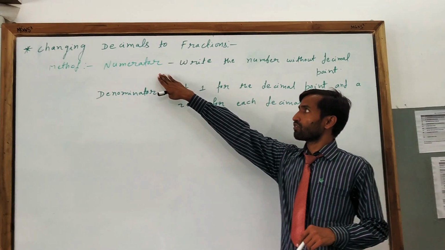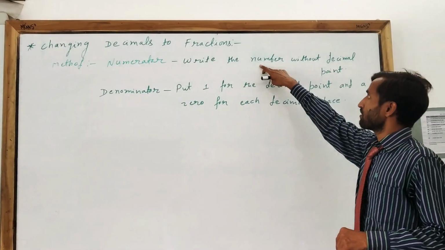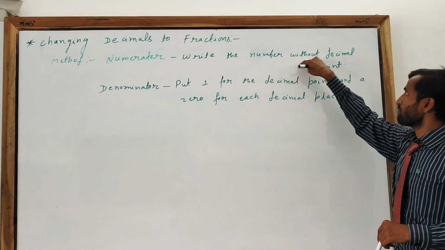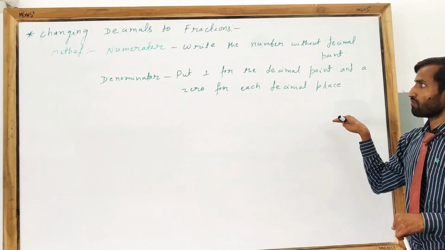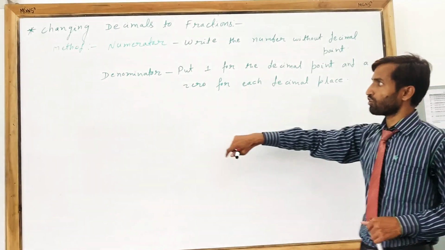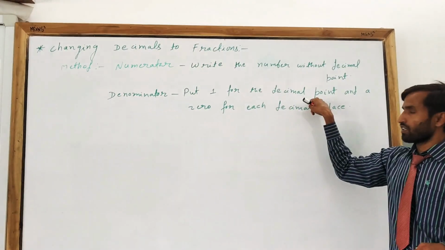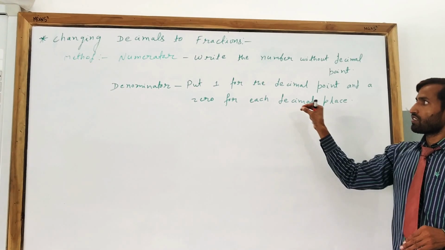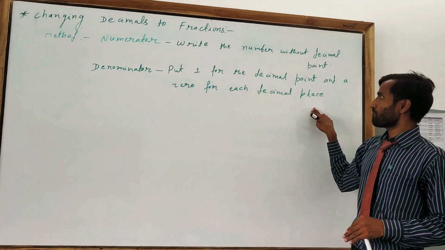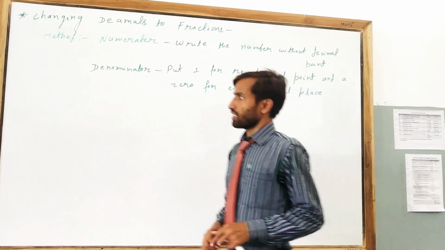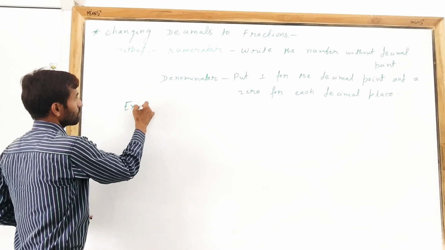How will you make the numerator? If any decimal number is given, you write the number exactly as it is, without the decimal point. Just remove the point and copy the whole number into the numerator. For the denominator, in place of the decimal point put 1, and then put a 0 for each decimal place. Just see this example.